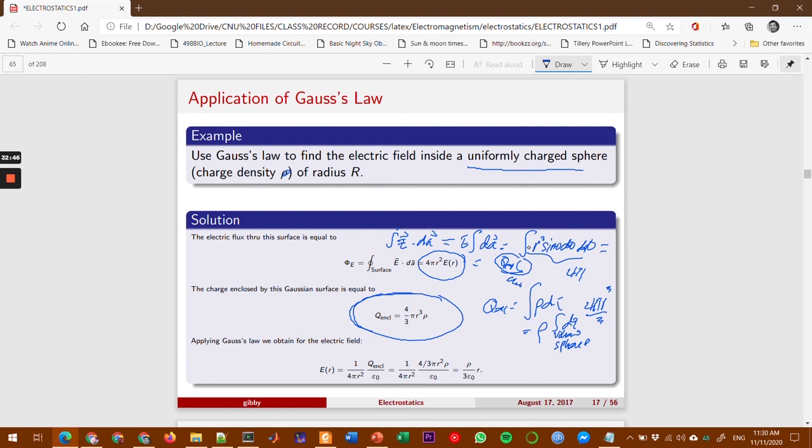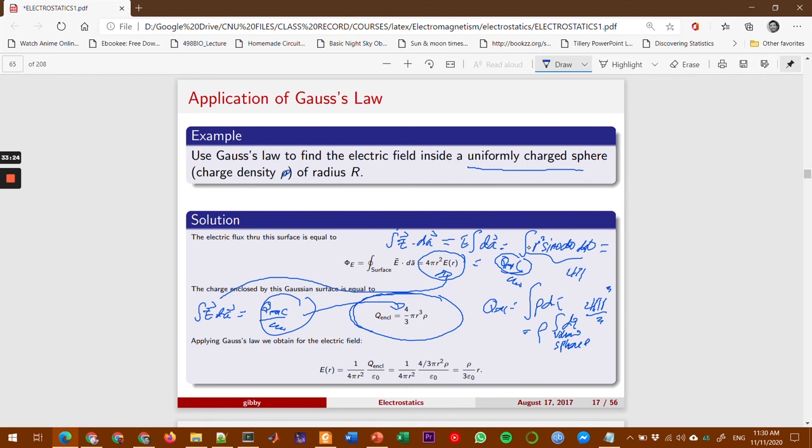Then we substitute this into the right hand side. We apply Gauss's law, and we obtain the following electric field. The integral of E dot dA is equal to Q enclosed over epsilon naught. Equate that, and you get this. I hope it's clear, where Q enclosed is given by this.